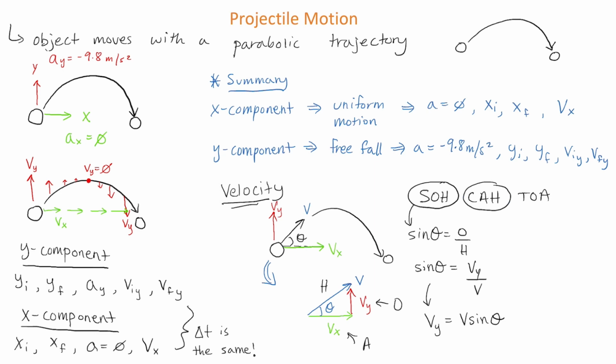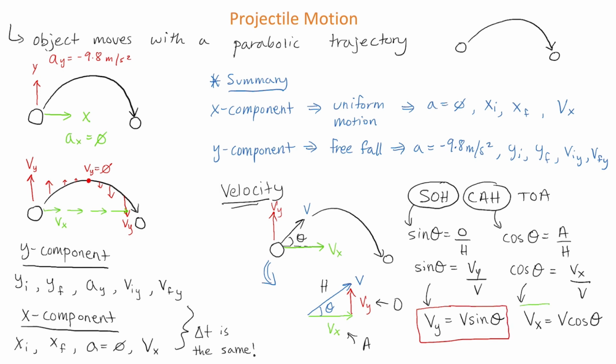Now let's solve for the velocity in the x component. We'll use cos, so we know cos theta is equal to adjacent over hypotenuse. Our adjacent side is Vx. Our hypotenuse is V. When we rearrange and isolate for Vx, we see that Vx is equal to V cos theta. Now this may seem like a lot of work, but you don't need to do this trigonometry every time. Just remember that for an object that is thrown up into the air, Vy is equal to V sine theta and Vx is equal to V cos theta.